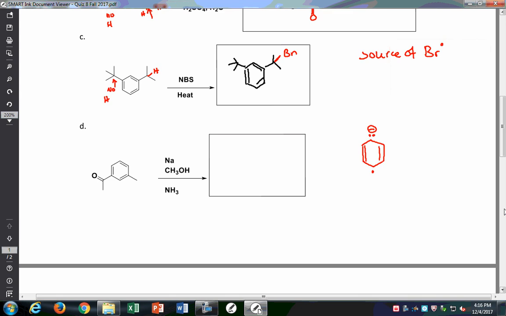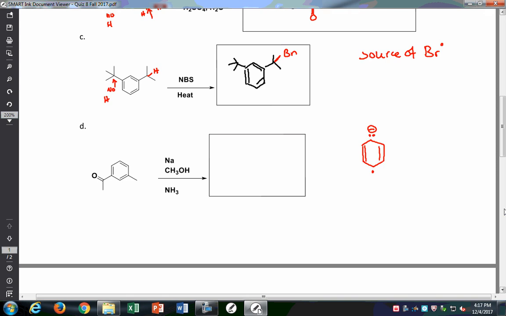And the electron withdrawing groups are going to be reduced. The electron donating groups are not going to be reduced. Because remember, electron donating groups donate electrons. A negative charge already has electrons. It doesn't want more. Electron withdrawing groups will stabilize electrons by pulling them away and making them more stable.